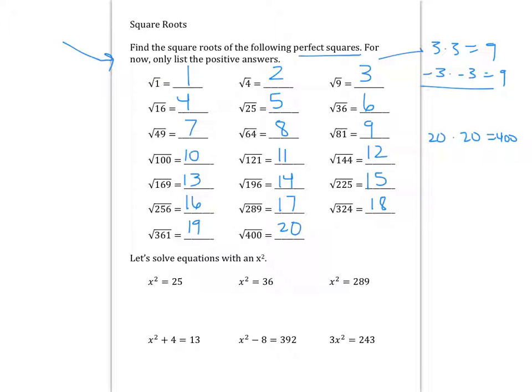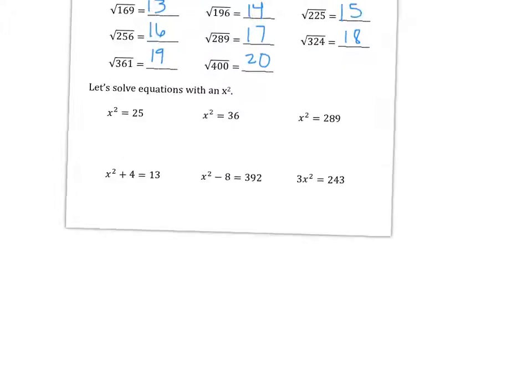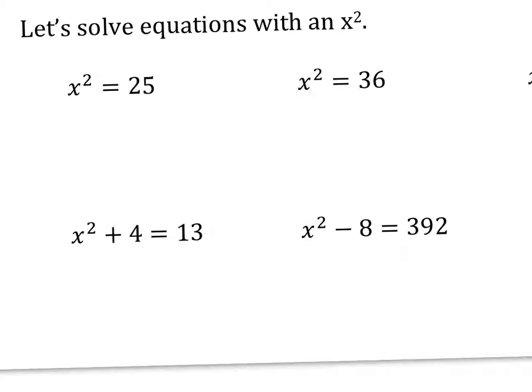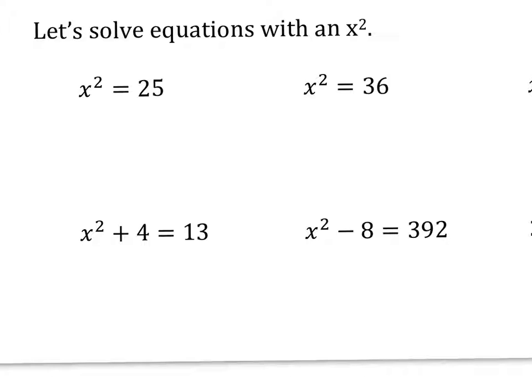So now let's look at solving equations with an x squared. The first example: x squared equals 25. To undo the squared symbol, the opposite of something being squared is to take its square root. So if I take the square root of one side, I also must take the square root of the other. When I have something being squared, like this variable x, and I take the square root, the squared and the square root cancel each other out, and I'm just left with x.